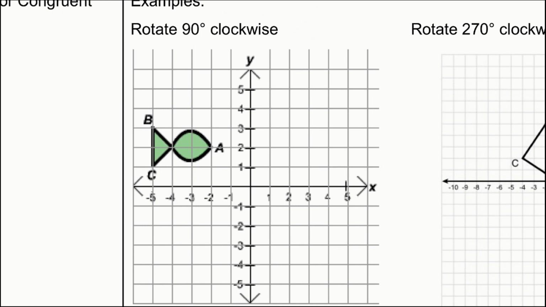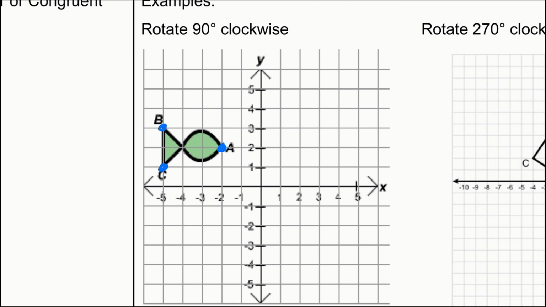A looks to be at the ordered pair 2, 2. And let me mark this just so you know where I'm talking about. Okay, so A is at the ordered pair 2, 2. So when I turn it in the proper orientation here, I'm going to put a point at 2, 2 for A prime. I'm going to do the same thing for B and C.